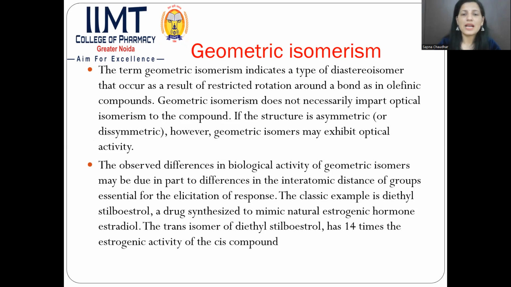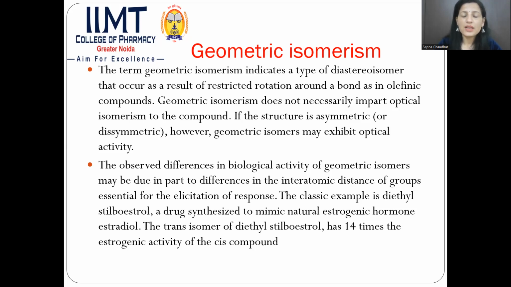The term geometrical isomerism indicates a type of diastereomer that occurs as a result of restricted rotation around the bond in an olefinic compound. Generally, geometric isomerism indicates the cis and trans forms of the compound. The cis form is more stable than the trans form of the compound, and they usually show the same biological activity, but the spatial arrangement of the atoms is different. That's why they are called geometrical isomers.